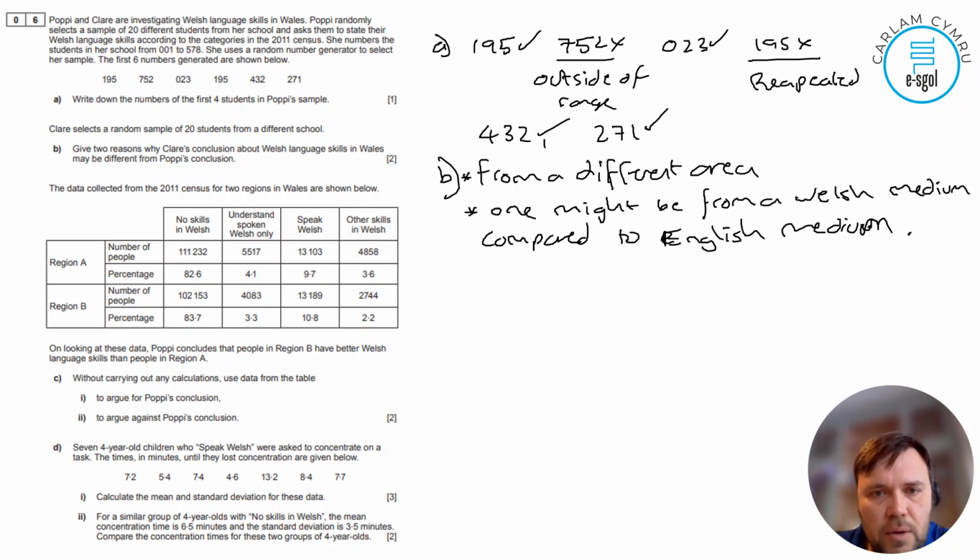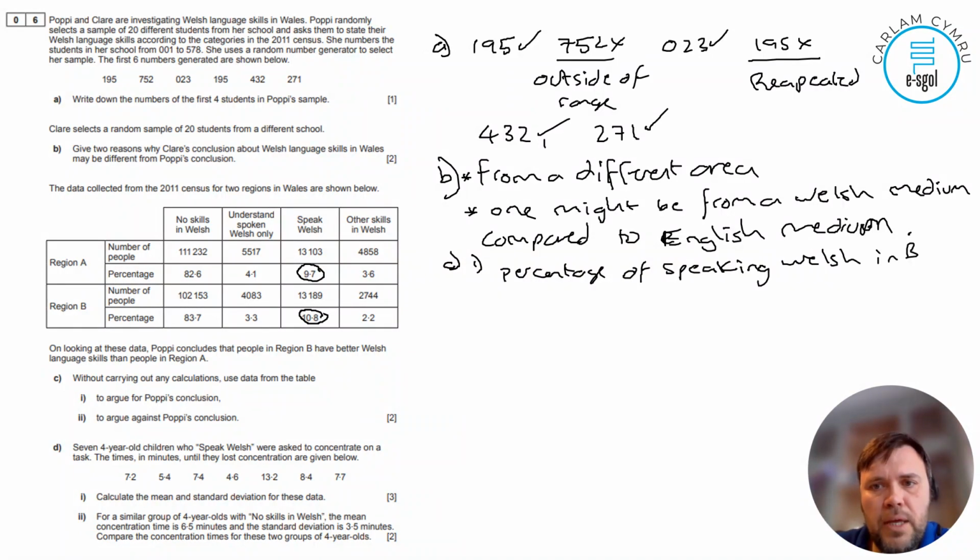So for part C1, we're saying Poppy's conclusion is region B have better Welsh skills. If we have a look at region B, anything which is higher, there you go, that's 10.8 and that's 9.7. So because the percentage of speaking Welsh in B is 10.8, which is greater than 9.7.